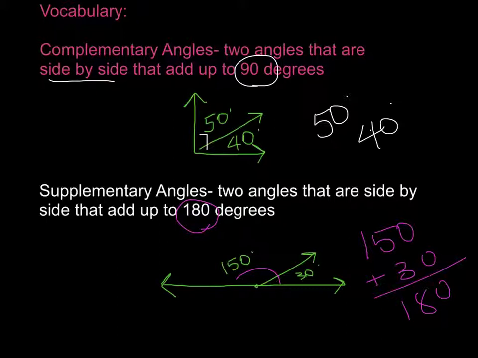I always remember this because C comes before S in the alphabet, so 90 comes before 180. So complementary is 90, supplementary is 180. You might want to make note of that because sometimes it's hard to remember, but C comes before S, 90 comes before 180.